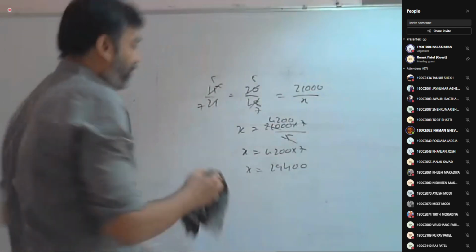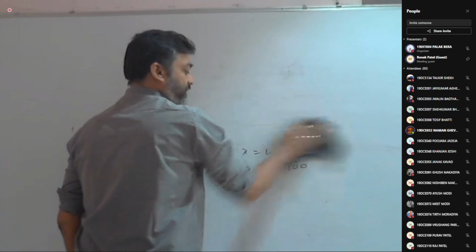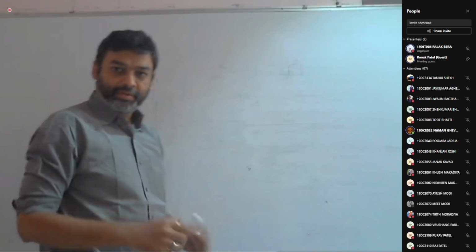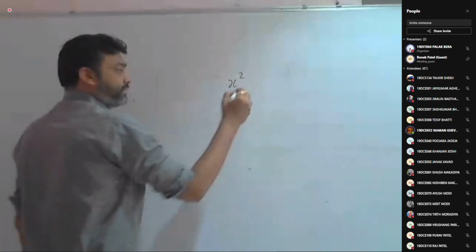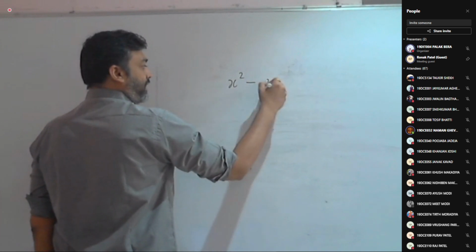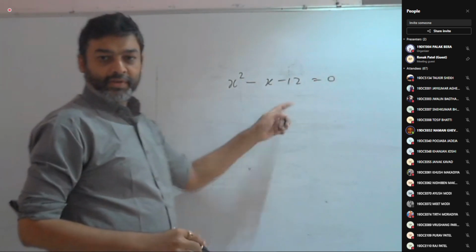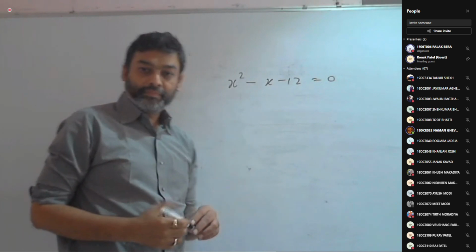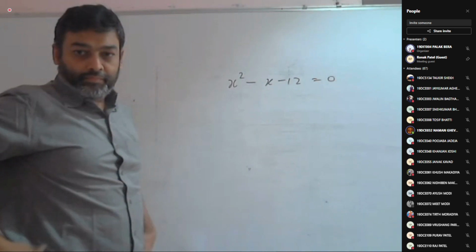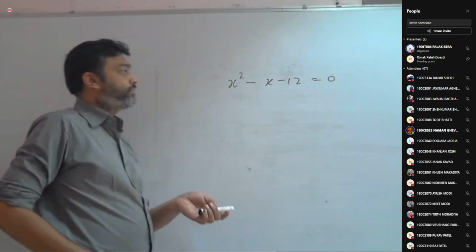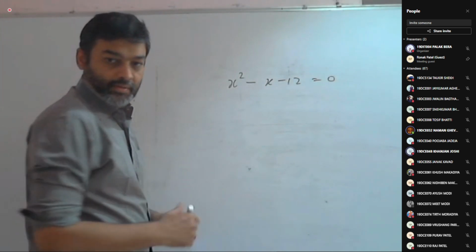For a while I'll stop sharing screen. Chalo. Do you know how to factorize? Everybody, hope you know how to factorize. Factorize this very fast and get me the roots: x square minus x minus 12 equal to 0. What are the values of x? 4 and minus 3.